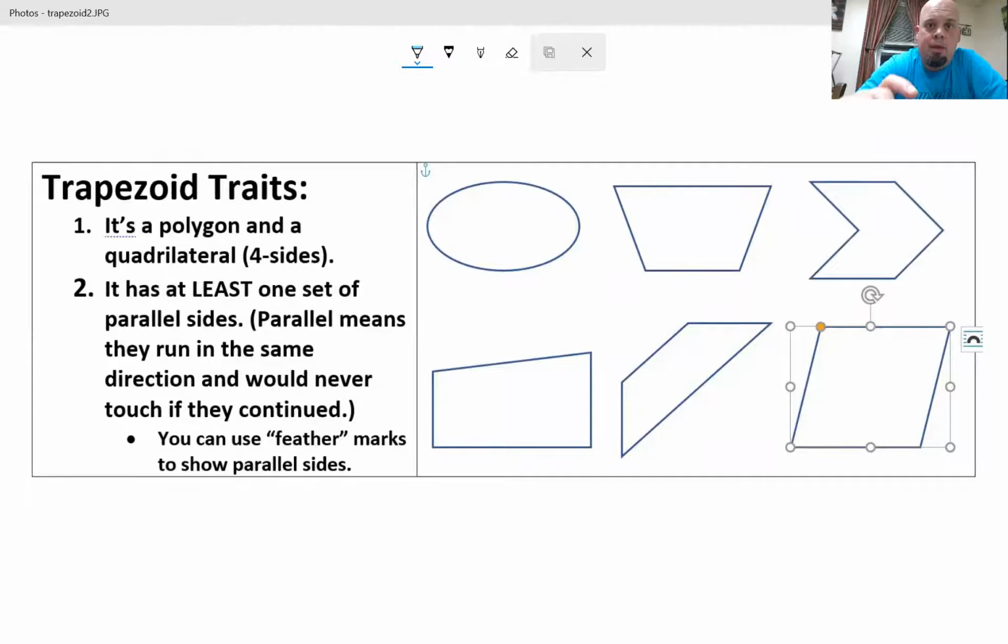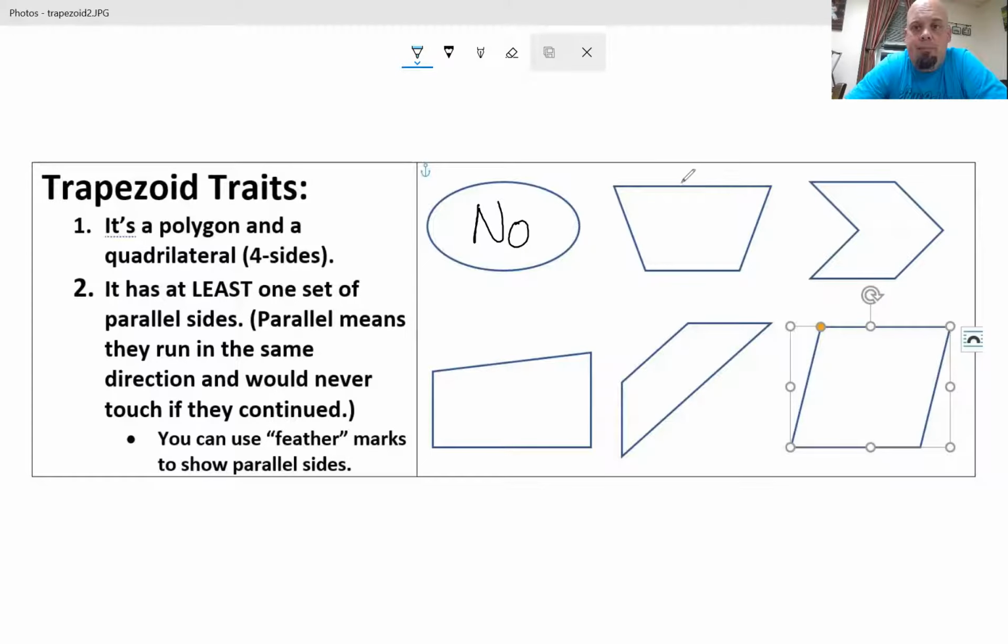So this first object here, we know it as an oval. And is it a trapezoid? Well, no, it can't be, because it's not really even a polygon, because it does not have straight sides that meet to make angles. So this is a no.